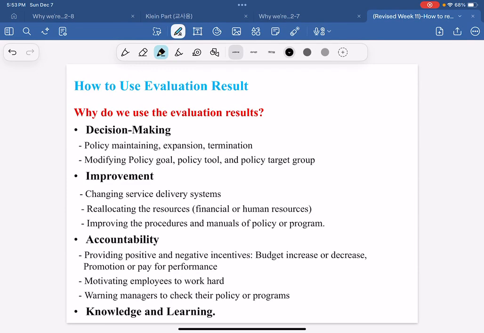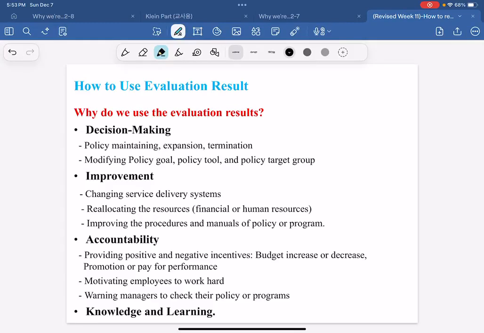Also, improvement is the second purpose of public policy evaluation, and the evaluation result can include so many policy recommendations, options, and suggestions, and then on the basis of these policy suggestions and recommendations, the public officials try to improve the quality and performance of policy, right?